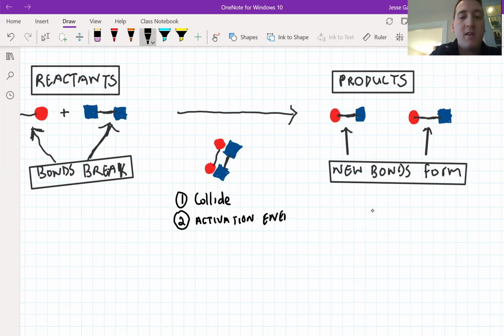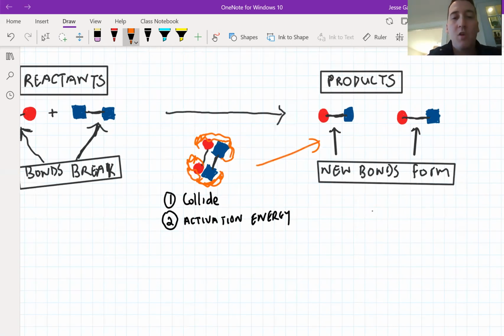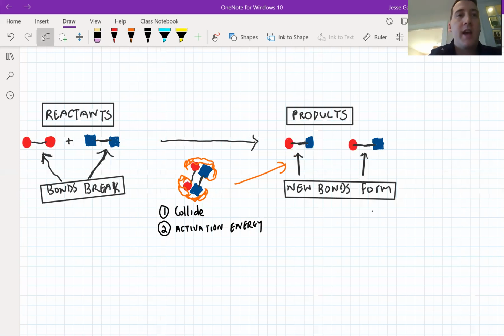If both of these things are true, if the particles collide and if they have the activation energy, well, then we get a chemical reaction happening. Okay, so then we have enough energy and they will react together to produce the products. You get new bonds formed and you get a successful collision.